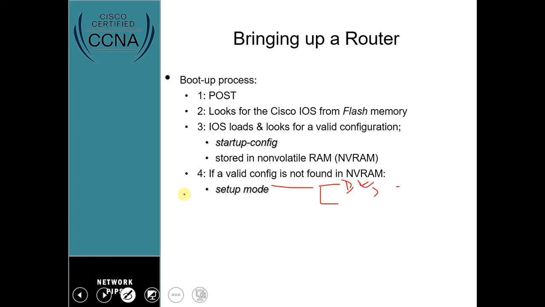So once it finds this image, it's going to load up this image and look for a valid configuration. This valid configuration will always be stored as a startup configuration. So it's going to find this startup configuration and load it up and store it in a RAM called the non-volatile RAM, NVRAM. But if it does not find this startup configuration, or any valid configuration on this device, it is going to move right into what they call the setup configuration.